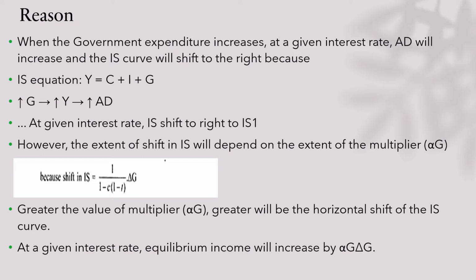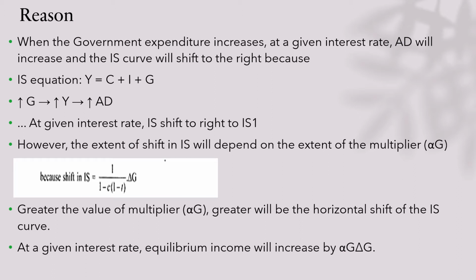There would be a rightward shift. However, the extent of the shift in the IS curve would depend upon the extent of the multiplier. The greater the value of the multiplier, the greater will be the horizontal shift of the IS curve. And at a given rate of interest, the equilibrium income would increase by delta G into alpha G.